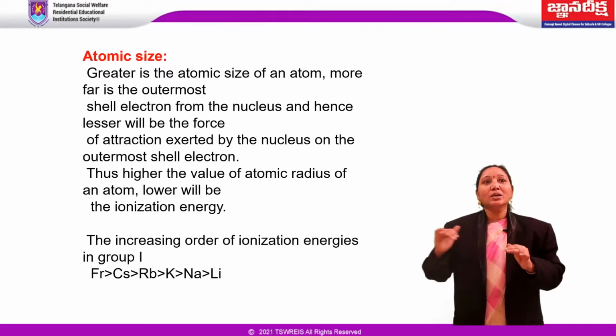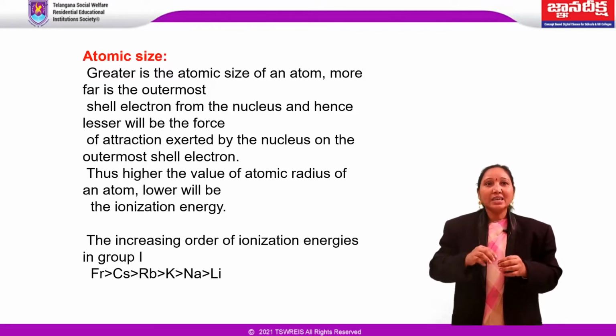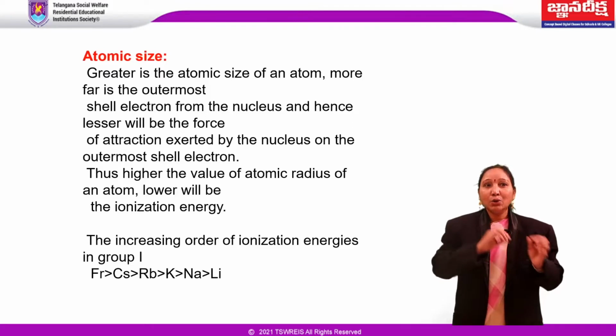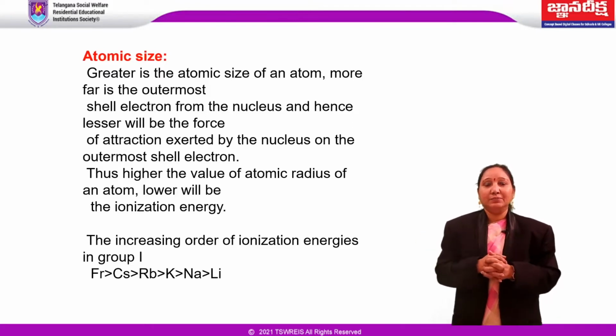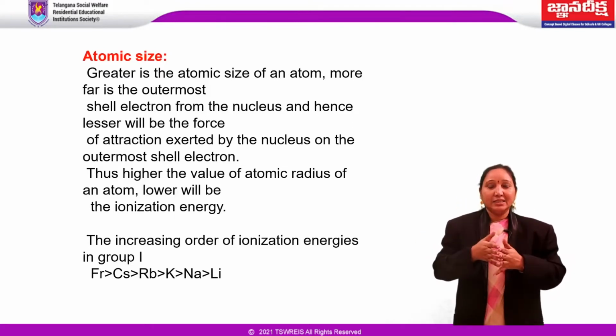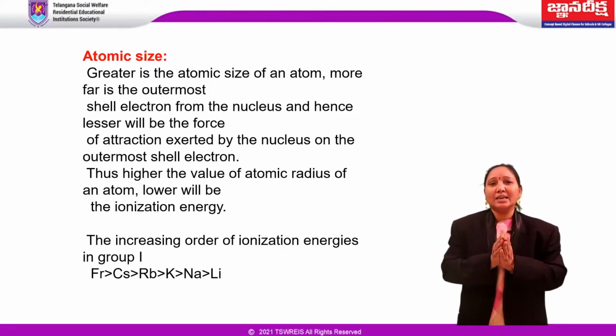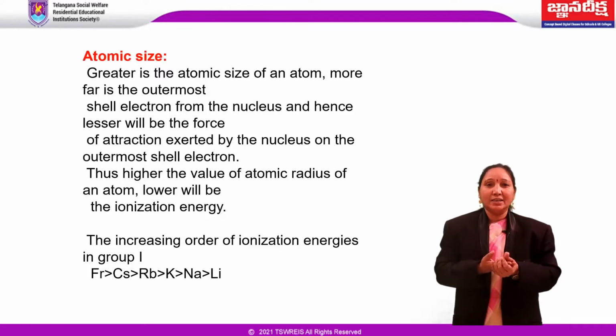The farther the outermost electron is from the nucleus, the lesser the force of attraction exerted by the nucleus on the outermost shell electron. Thus, the higher the atomic size or atomic radius of an atom, the lower the ionization energy. In the first group, the element with smaller size has more ionization energy, and the element with larger atomic size has less ionization energy.